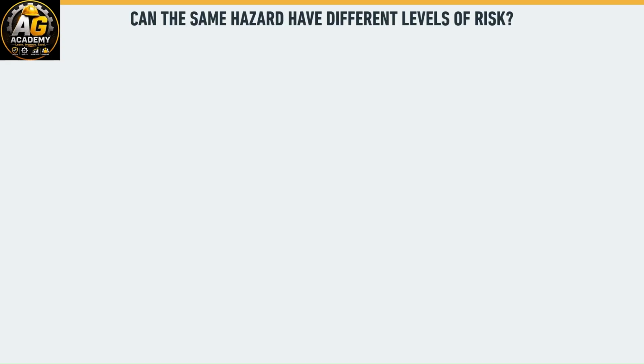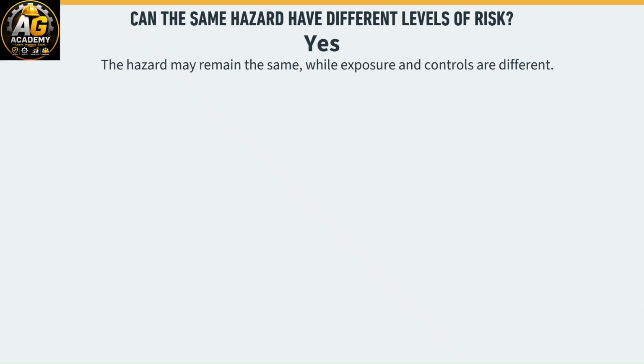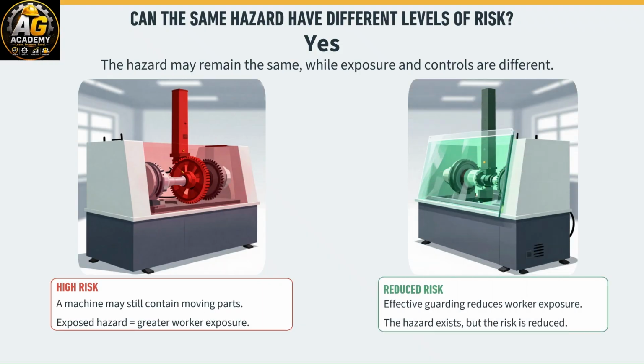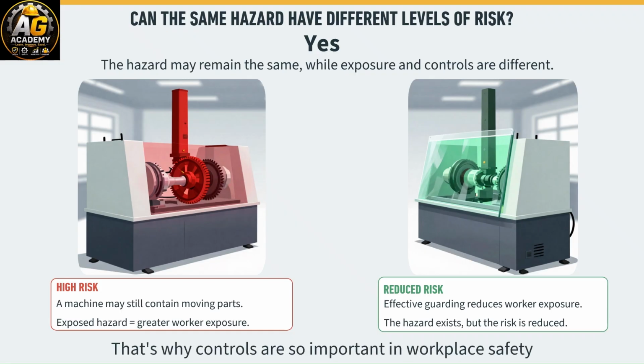Here's an important question. Can the same hazard have different levels of risk? Yes, the hazard may remain the same while exposure and controls are different. For example, a machine may still contain moving parts, but effective guarding can reduce worker exposure. So the hazard may still exist while the risk is reduced. And that's why controls are so important in workplace safety.